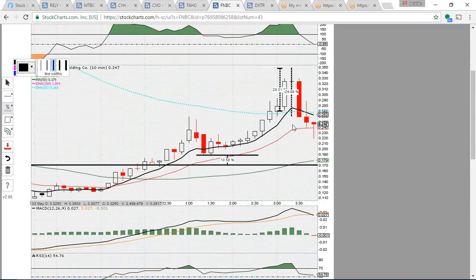So if I would have held on for the ride going down, either you would have made 29% or lost 10% by the end of the day. So high risk, high return basically. But this was a unique case, not much as far as news goes, but just that, hey, it's going to be delisted, so people are interested in it.